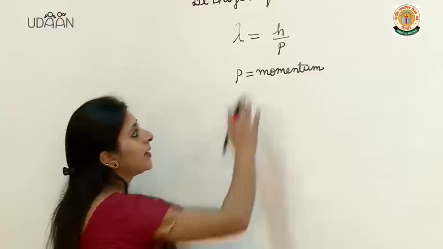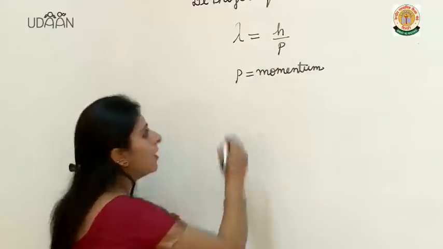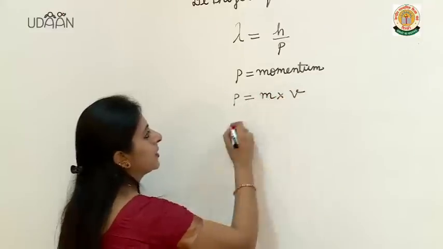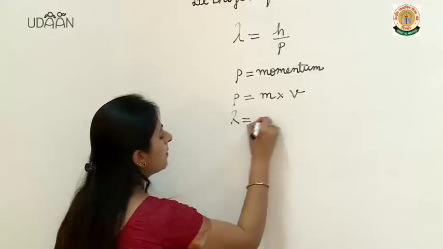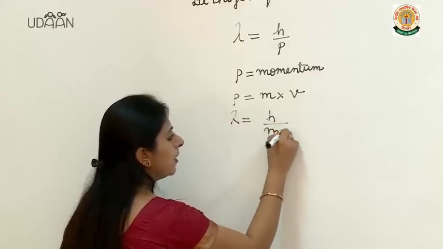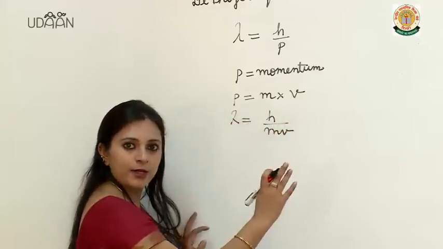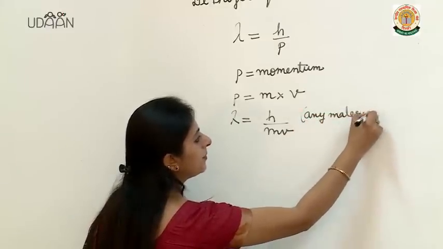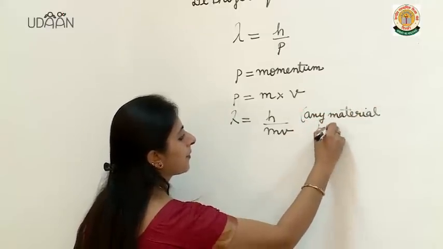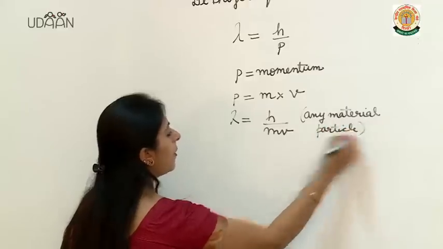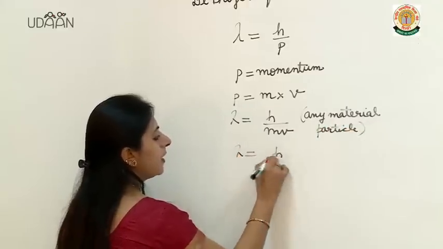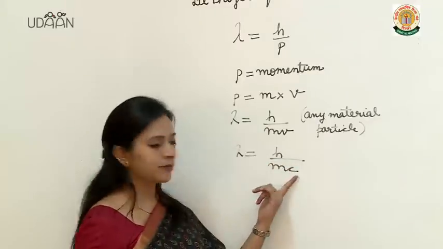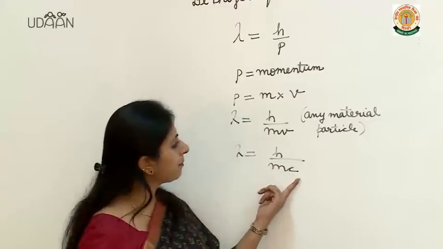And what is h? h is Planck's constant. Momentum is the product of mass and velocity. So my equation becomes h upon mv for any material particle, and it becomes h upon mc for light, because if the particle is moving with the velocity of light, we have to substitute c.